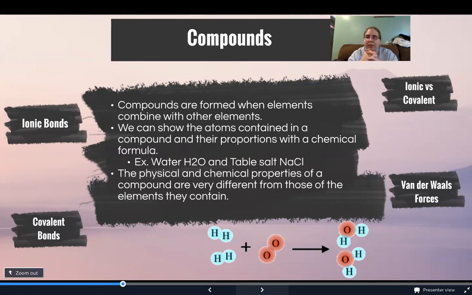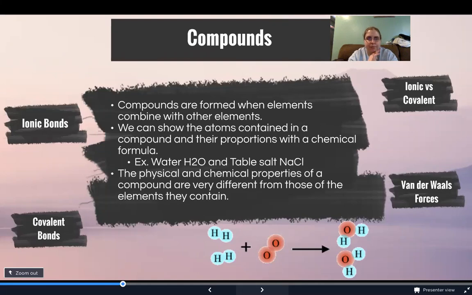A compound would be something like water, H2O. It has two different elements in it. It has hydrogen and oxygen that are bonded together. So water is a compound because it has different elements. It's also a molecule because you have multiple atoms.